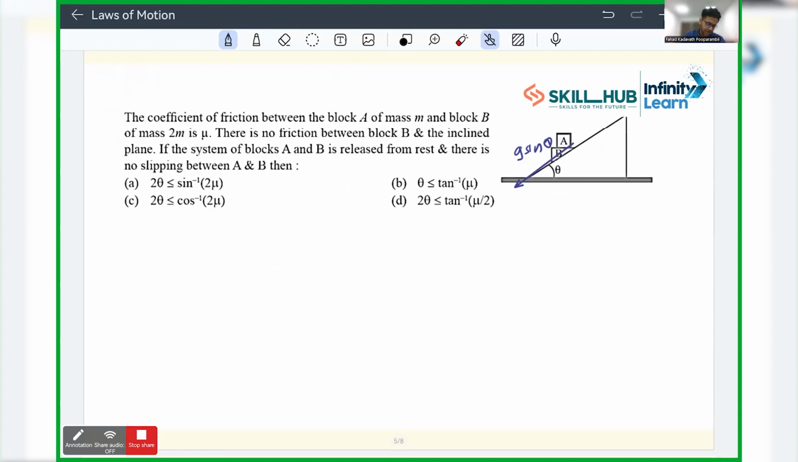Now, for solving this question, we can take the body A alone. As we did in the previous question, we have to define a pseudo acceleration that is opposite to the acceleration of the frame. Acceleration of the frame is g sine theta. It should have the same value g sine theta, but in the opposite direction, that is, up the incline at angle theta. We have to draw the pseudo force, and we'll have a reaction force on this.